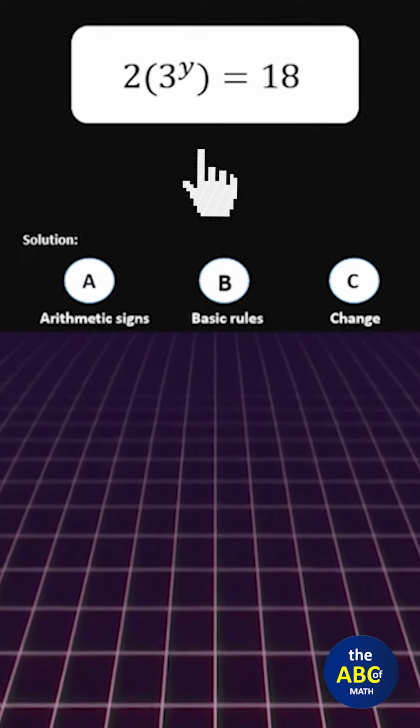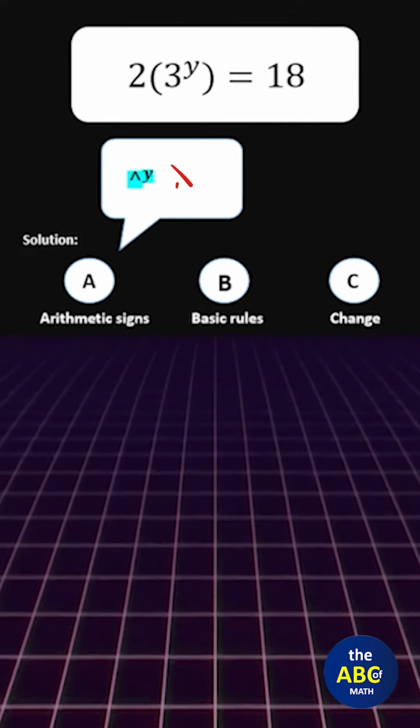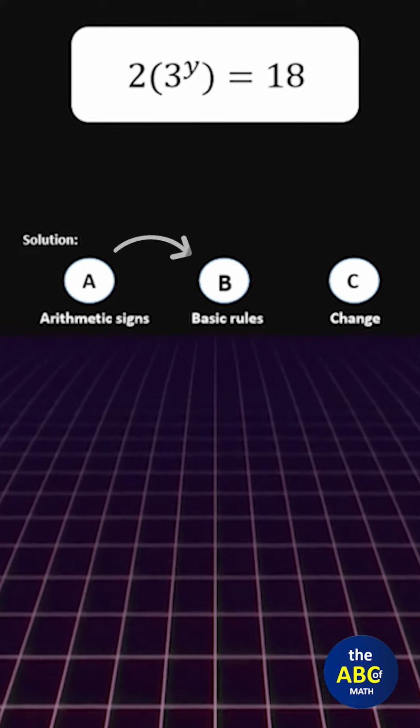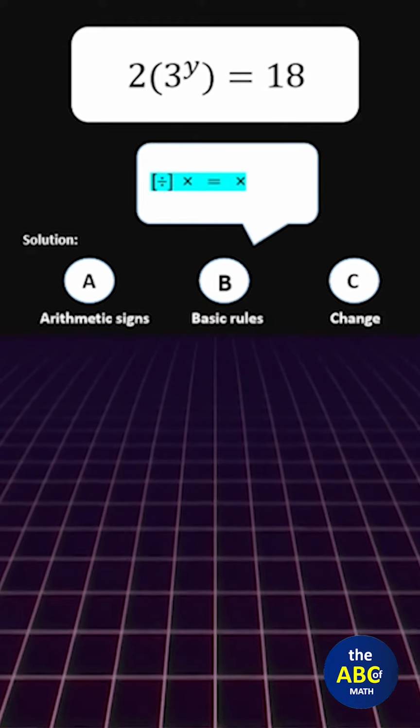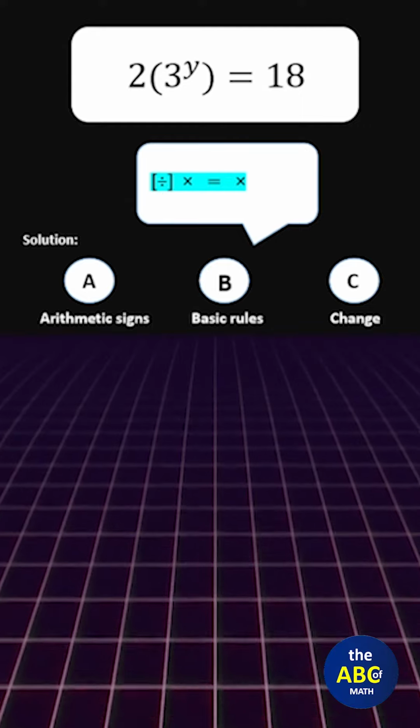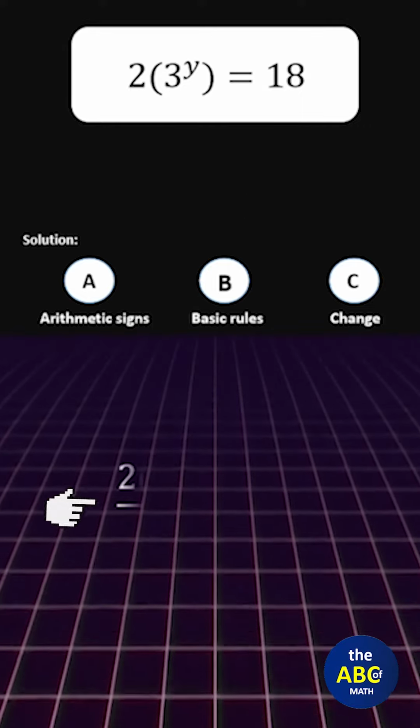In solving this, what doesn't work is raising 3 to the power of y. We know that by now. Moving on, dividing both sides by 2 works from this basic rule, which brings us to.